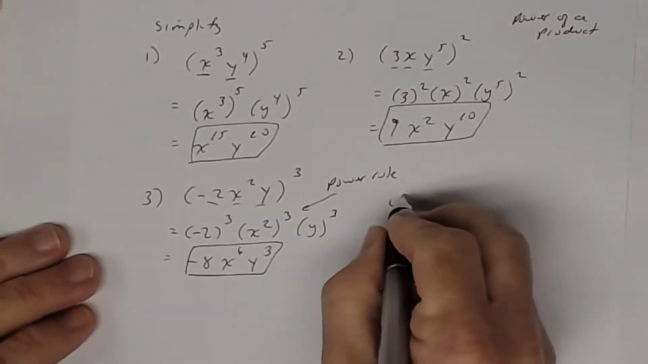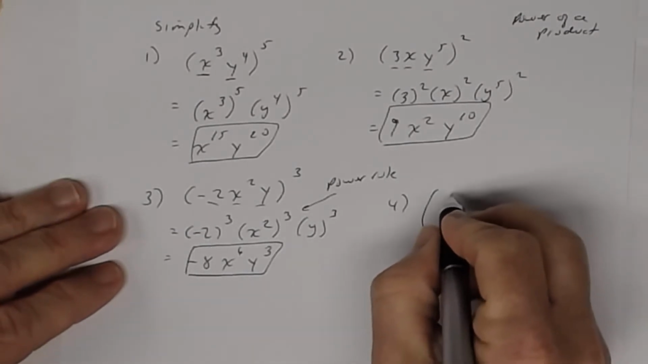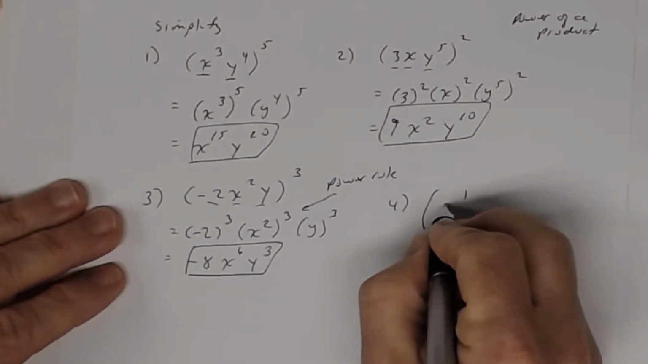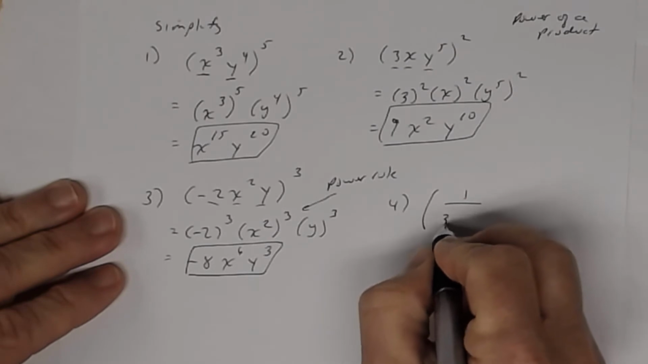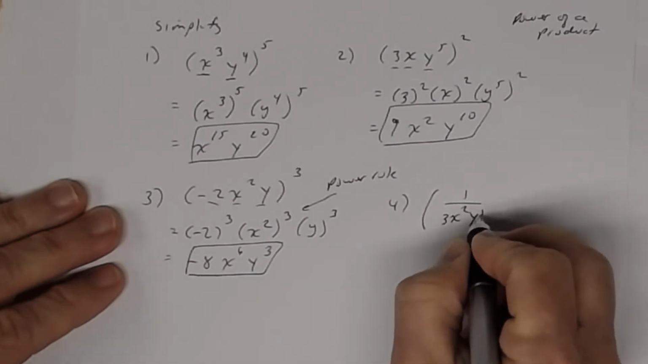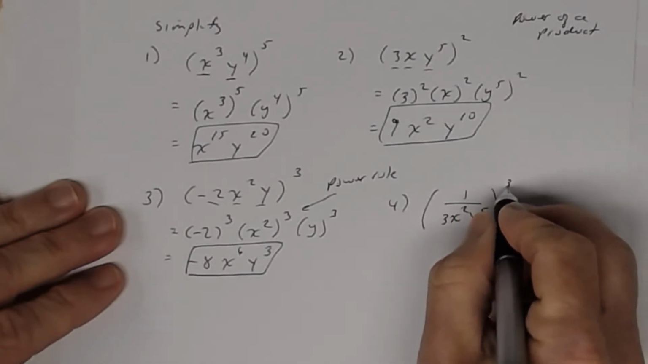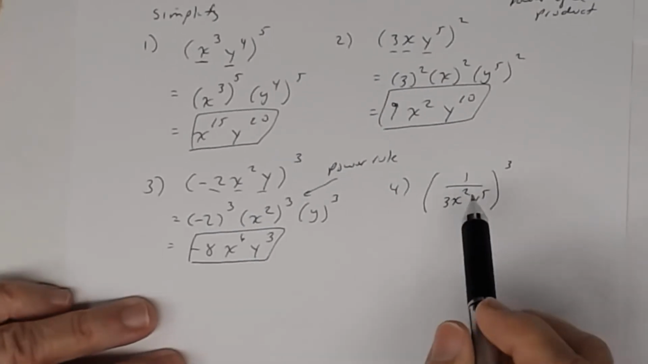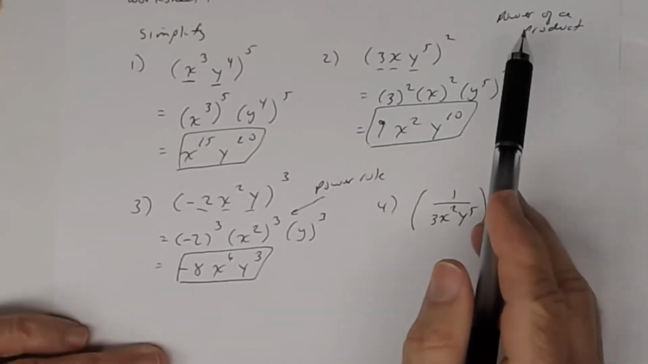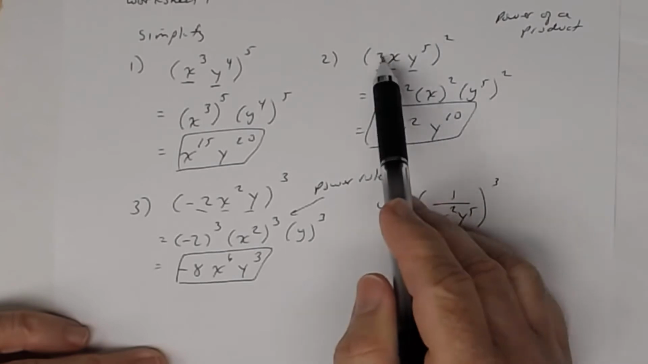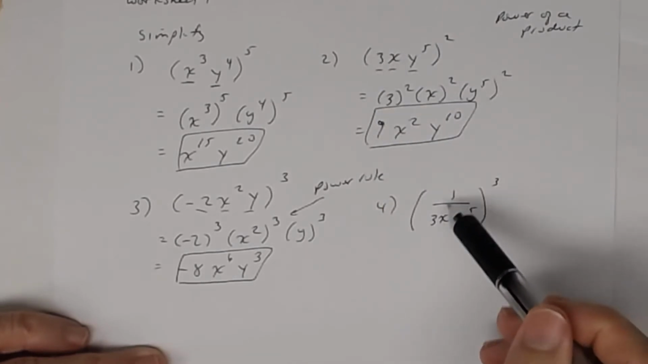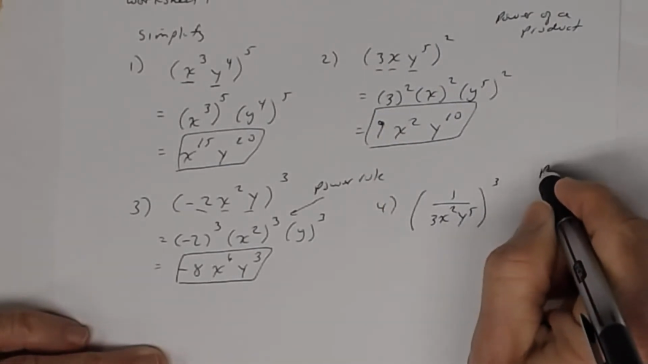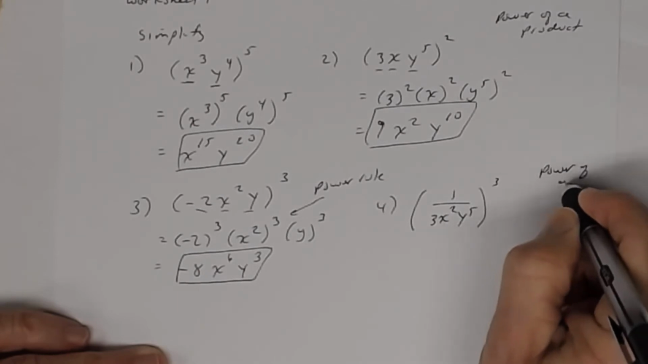Okay, now number 4, let's take a look at number 4. So number 4, we have this rational expression, or this fraction, 1 divided by 3x squared y to the fifth, and all that's being raised to the third power. So here, remember when we talked about this? We talked about this in terms of power of a product. So this would be power of a quotient. So power of a quotient rule.